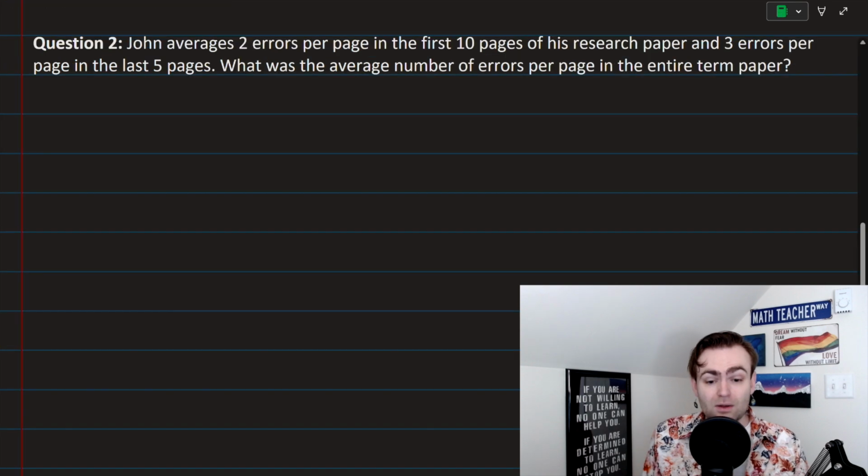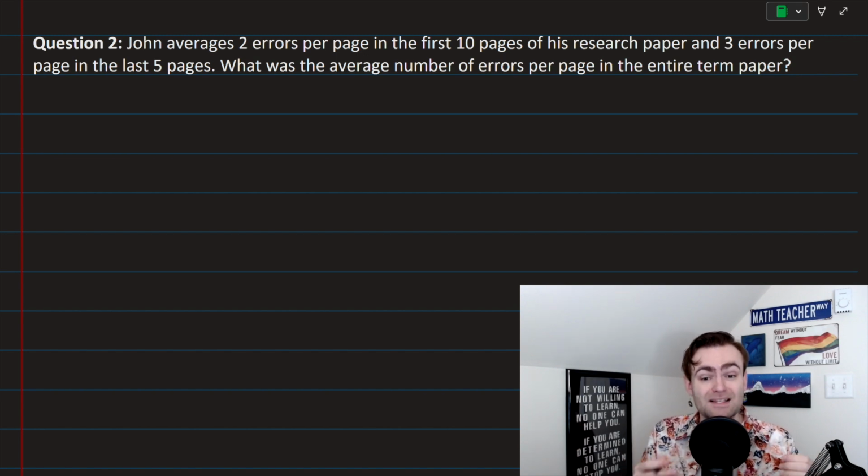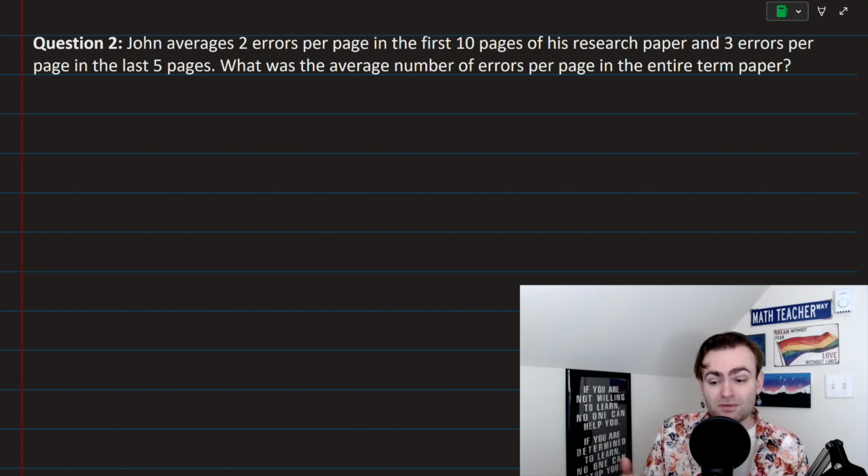There we go. Our last question. John averages 2 errors per page for his first 10 pages of his research paper and then 3 errors per page in the last 5. What was the average number of errors per page in the entire term paper?